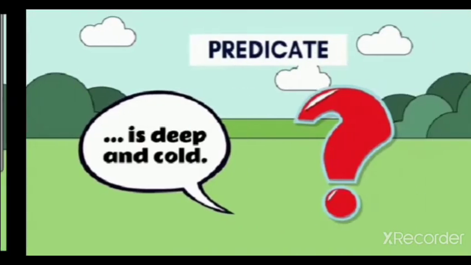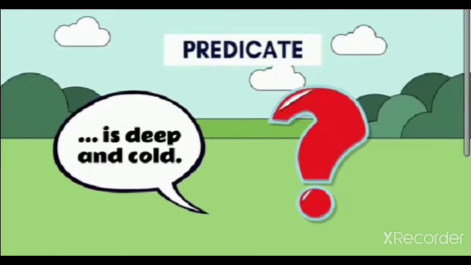Similarly, if you have just the predicate, for example, is deep and cold, you will have no idea who or what is deep or cold. Was the ocean deep or cold? Was the evil witch's tear deep or cold? Do you understand what I am trying to tell you? You need both the subject and the predicate to make a complete sentence. I hope the concept of subject and predicate is clear now.